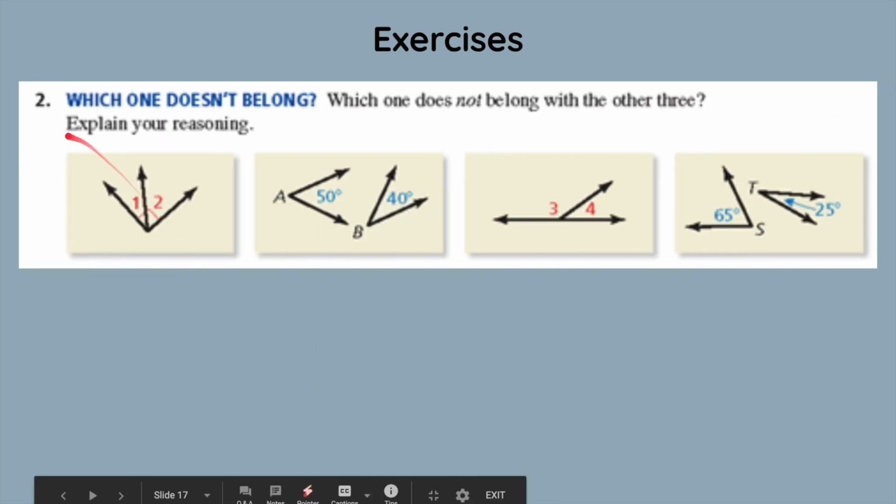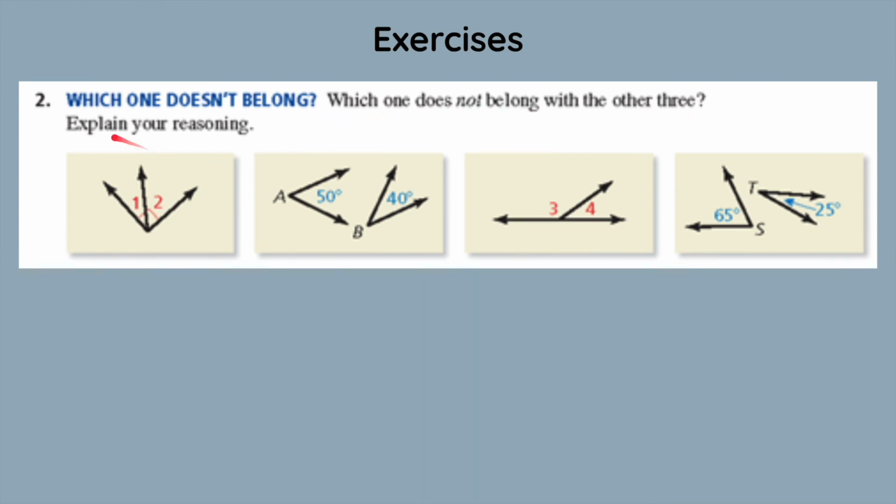Okay, so finally, which one doesn't belong? Which one of these does not belong with the other three, and explain your reasoning. So as we look here, we can see that this entire angle is a 90-degree angle. The sum of these two angles is 90 degrees.